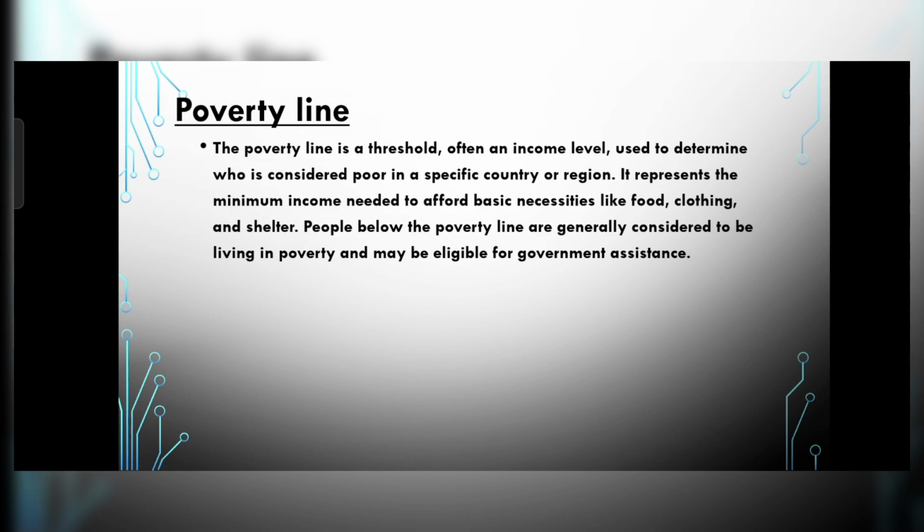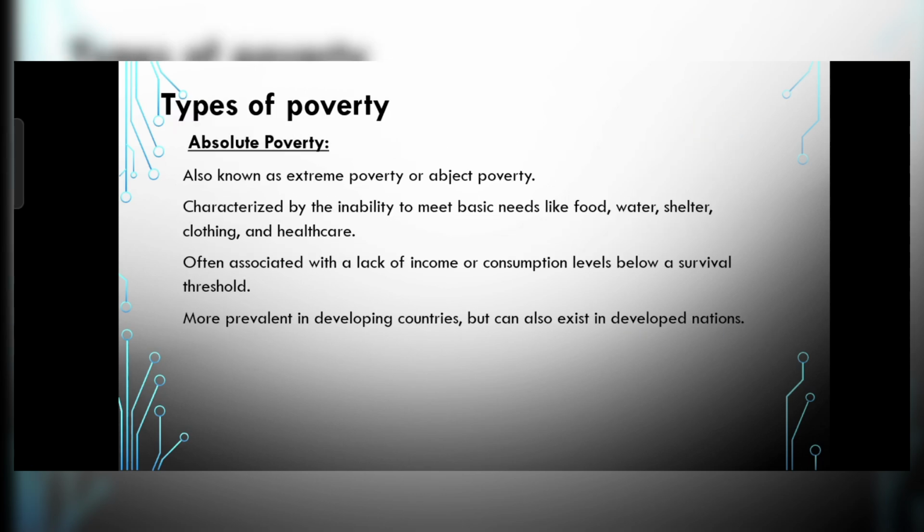Poverty line. The poverty line is the threshold income level used to determine who is considered poor in a specific country or region. It represents the minimum income needed to afford basic necessities like food, clothes, and shelter. People below the poverty line are generally considered to be living in poverty and may be eligible for government assistance.